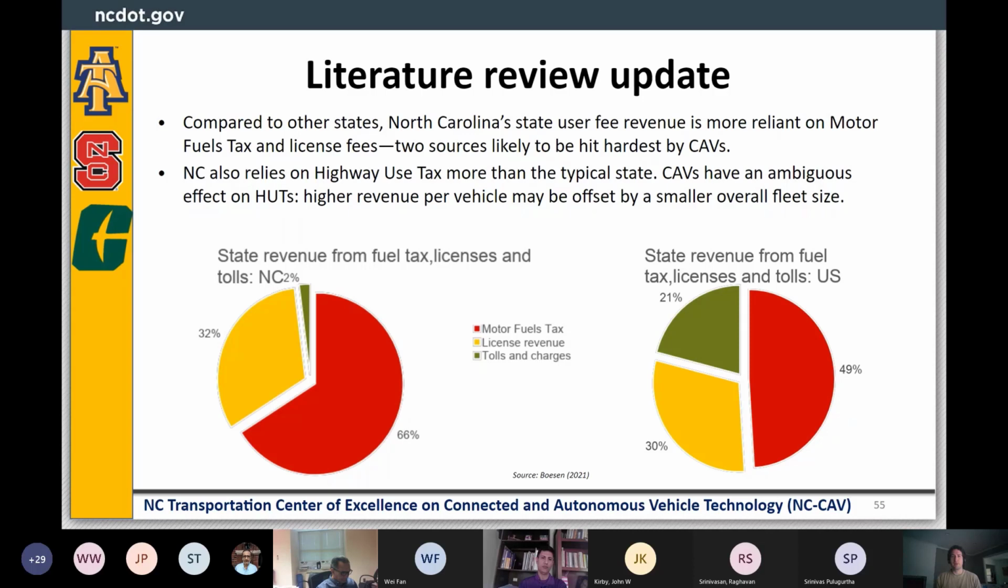But as we know, and as we're exploring, and the purpose behind our exploration of this topic, that's coming under attack in the future with the changing vehicle fleet and how we move and power our vehicles. So one of the things that we're thinking about are CAVs in particular, with their effect on these different funding mechanisms. The highway use tax, which is essentially a sales tax: we're unsure at this point how it's going to be impacted by CAVs. Higher revenue per vehicle because of the higher cost, but it may be offset by smaller overall fleet size. That's an example of one of the things we're taking a look at.